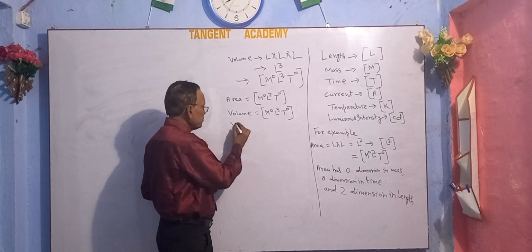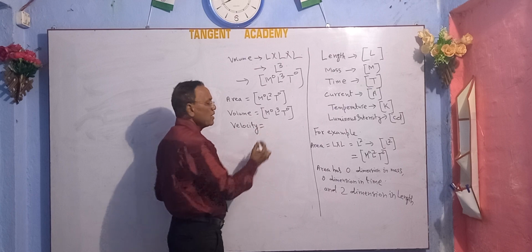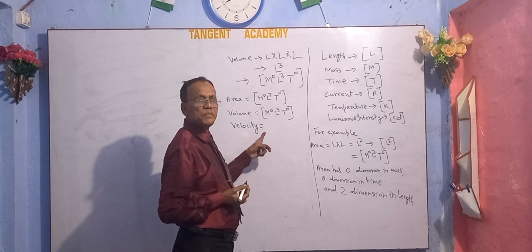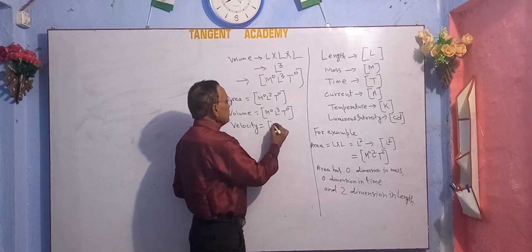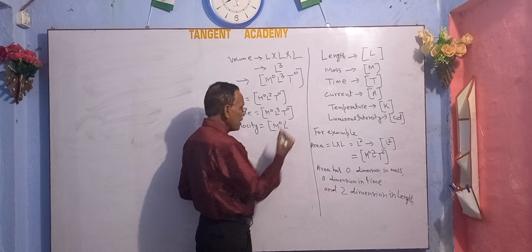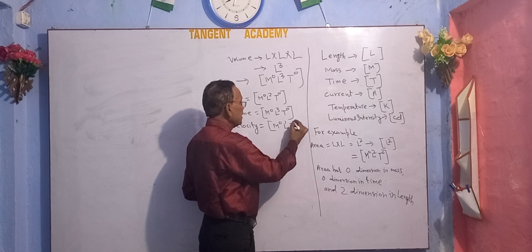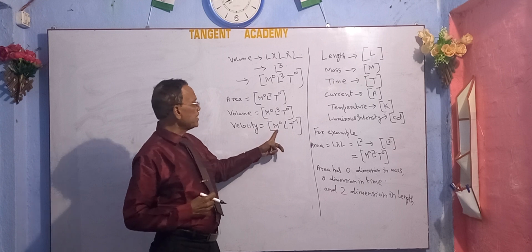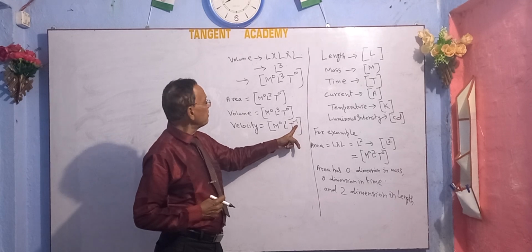Velocity. You can derive it by observing its formula also. Velocity is meter per second, so it can be written as M0 L1 T minus 1. That is, velocity has 0 dimension in mass, 1 dimension in length, and minus 1 dimension in time.